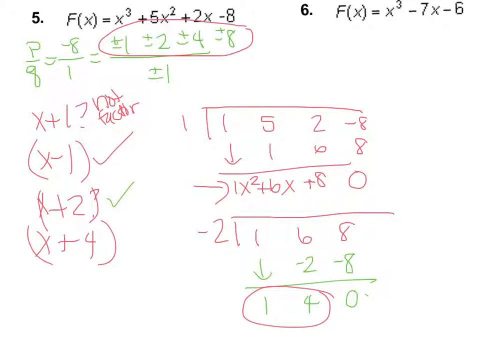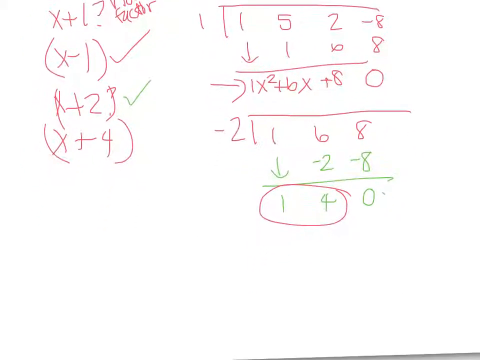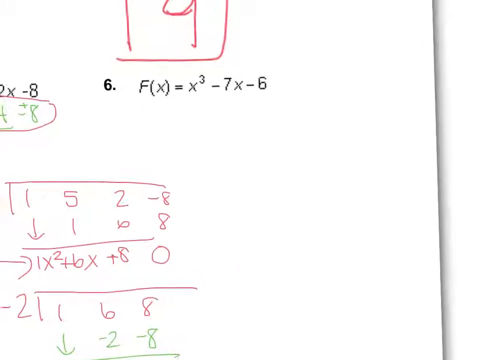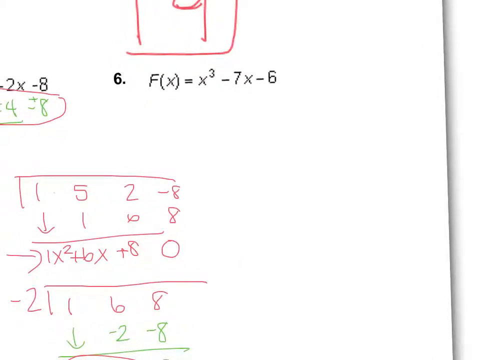So when it asked me to factor this problem completely, my answer would be x minus 1 times x plus 2 times x plus 4. That would be the complete factorization. Don't forget, when you do a problem like number 6, x cubed minus 7x minus 6, there is no x squared here, so when you do your synthetic division, you have to put a 0 in there as a placeholder. Do not forget that.